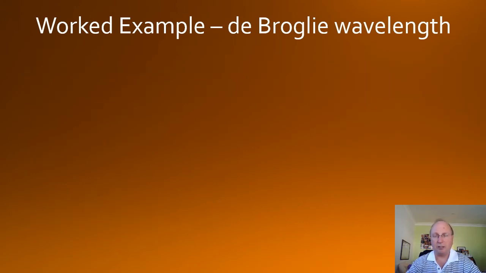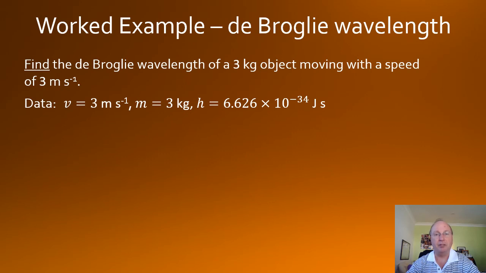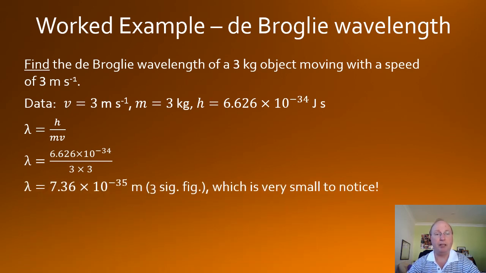Well, if it's true for electrons, what else is the de Broglie wavelength calculation true for? So here's another question. Find the de Broglie wavelength of a 3 kilogram object moving with a speed of 3 meters per second. Here's the data: v equals 3, m equals 3, there's Planck's constant, and there's the de Broglie wavelength equation. And we substitute. Again, Planck's constant on top, 3 times 3 on the bottom, and we end up with a wavelength of 7.36 times 10 to the negative 35 meters, correct to 3 significant figures, which is incredibly small and very small to notice.